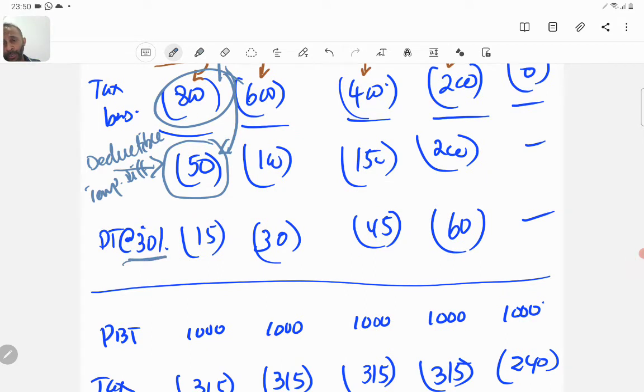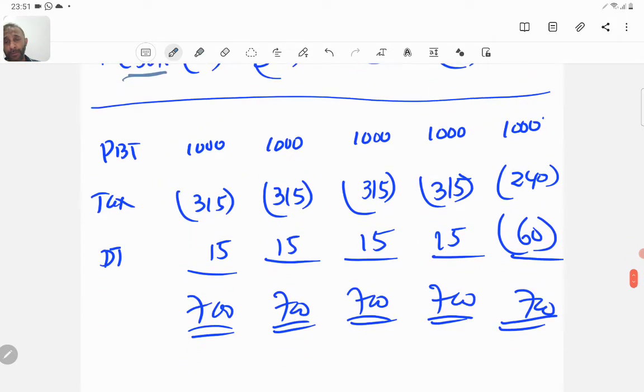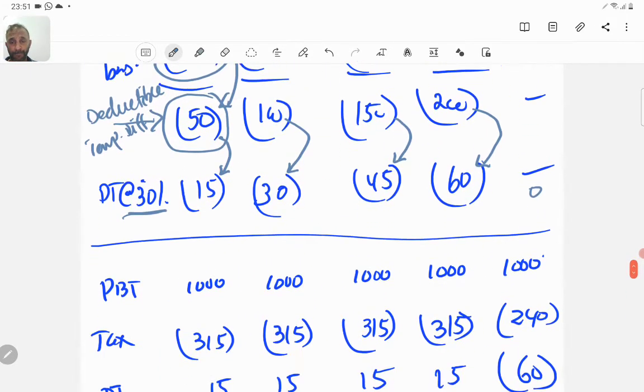In the question the given tax rate is 30%. So accordingly, the end of year deferred tax balance will be 50 into 30%, 15; 100 into 30%, 30; 150 into 30%, 45; and 200 into 30% is 60; and the last year is 0. Using this, now we calculate our tax working.